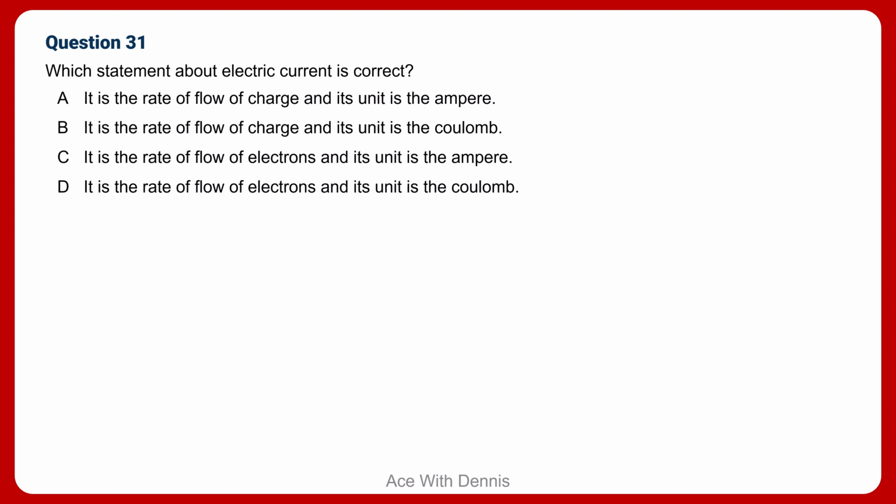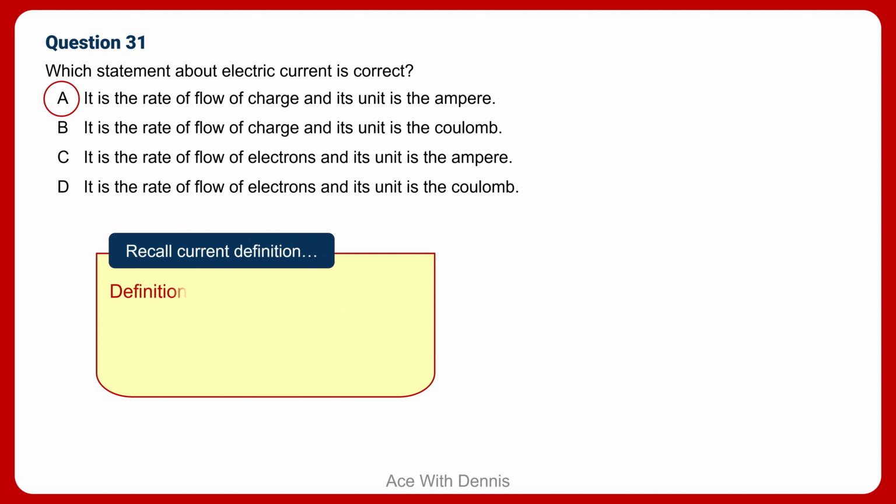The answer is A. It is the rate of flow of charge and its unit is the ampere. Recall the current definition, which is the rate of flow of charge. The formula to calculate current is I equals Q over T, and the SI unit is ampere.